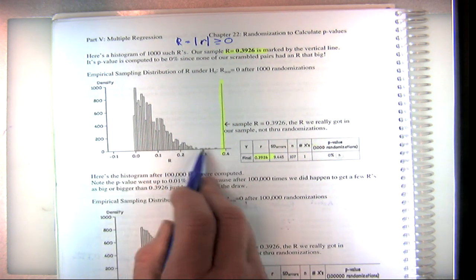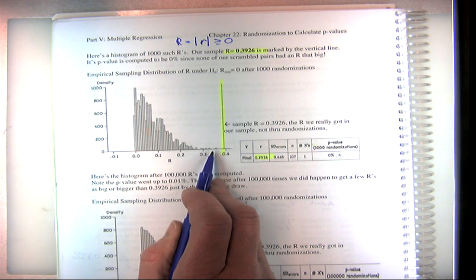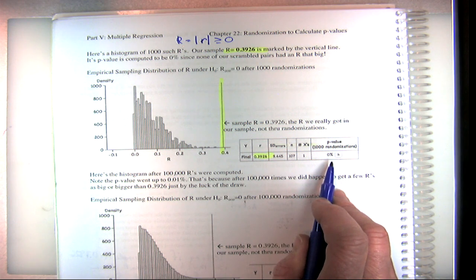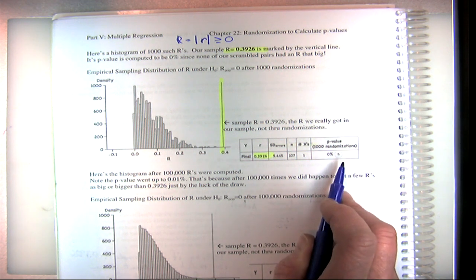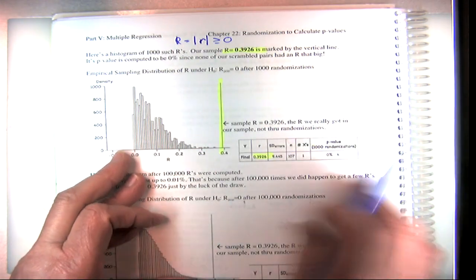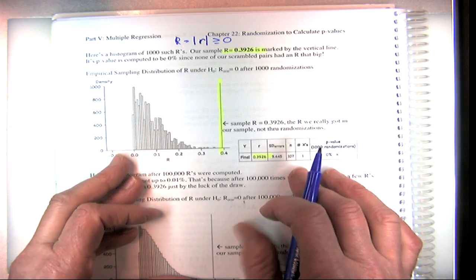You can see not one of them was as extreme as that, and that's why we got a p-value of 0. That's what we're asking. That's what all hypothesis tests ask, but this one we actually enact. This is a hypothesis test, just like all of them.